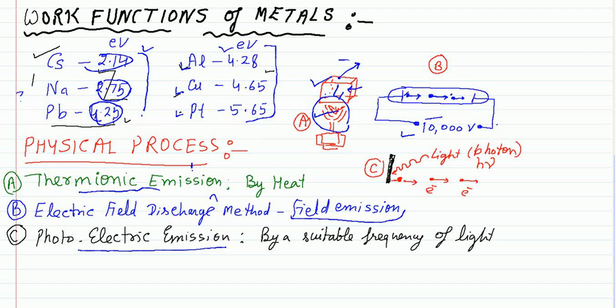So in the third case, this is a metallic surface from which we want electrons to eject. We provide light of a suitable frequency on the surface, and as a result electrons eject from the surface. The electrons which eject from the surface of the metal are known as photoelectrons.